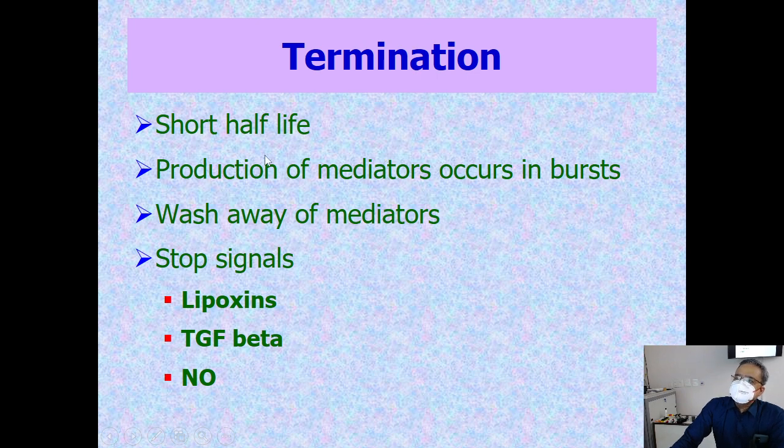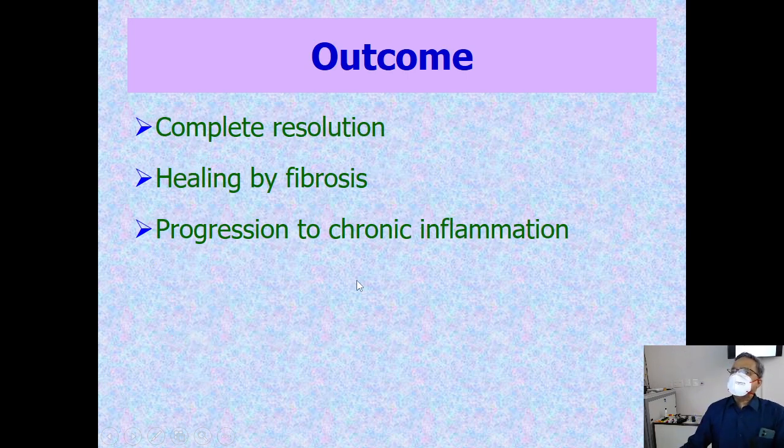Inflammation ends because these mediators have a short half-life. Wash away of mediators happens, and there are stop signals, of which three are important: lipoxins, transforming growth factor beta, and nitric oxide. What about the alpha? TGF-alpha is fibrogenic, causes inflammation. But TGF-beta causes end of inflammation. So the outcome of inflammation is either a complete resolution or healing by fibrosis, or it can progress to chronic inflammation, all of which you will do.